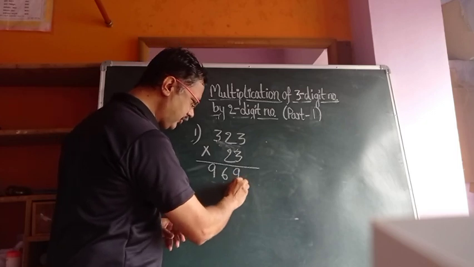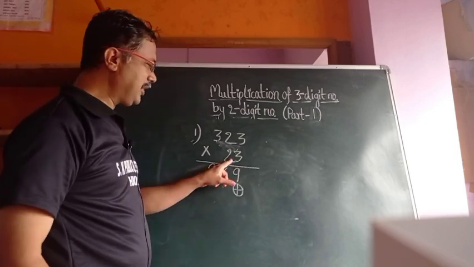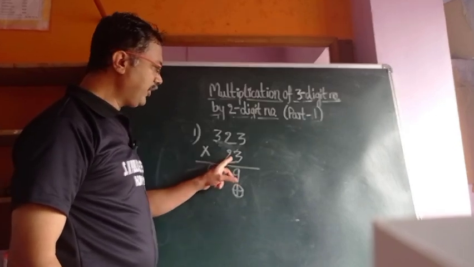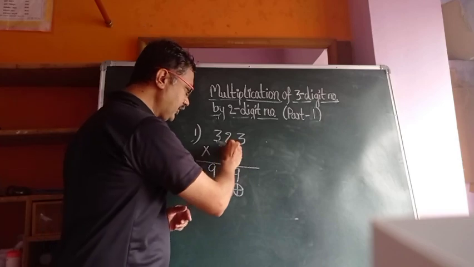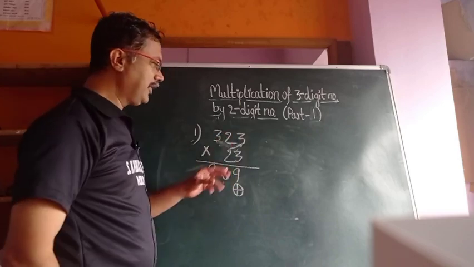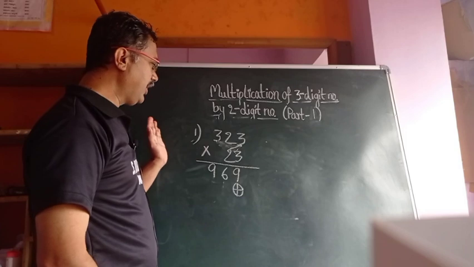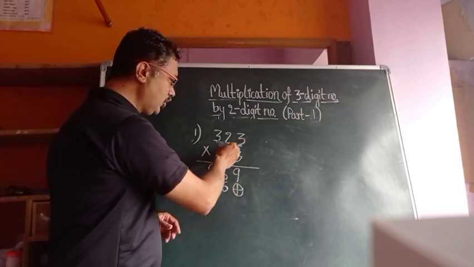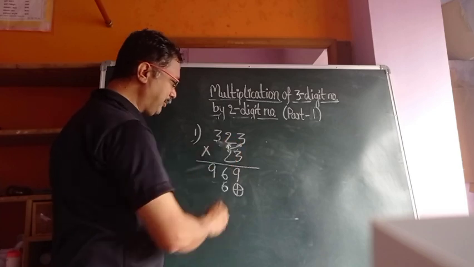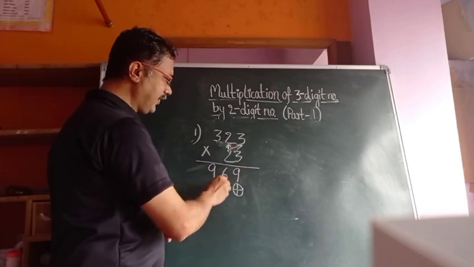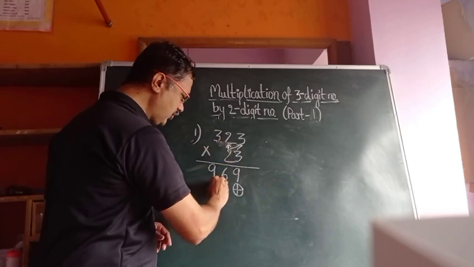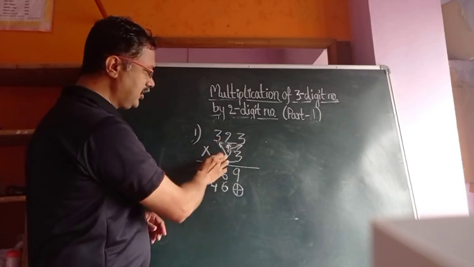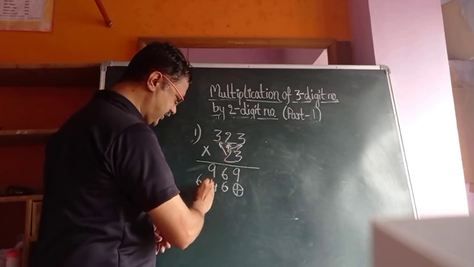Now what I told? Next is tens place, so we are writing 0 here. Now we have to multiply these numbers. As usual, from right side to left side we are moving. 3 2s are 6. 2 2s are 4. Now we have to multiply these numbers. 2 3s are 6.